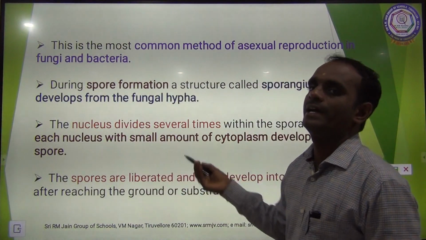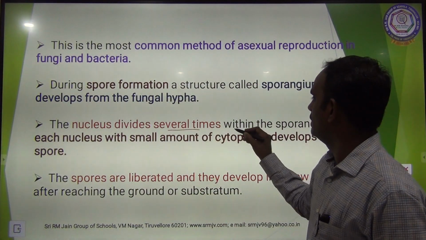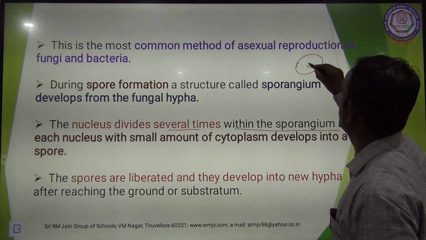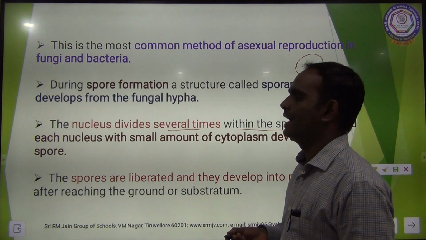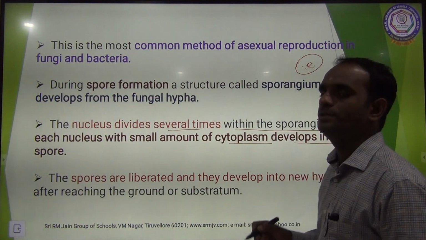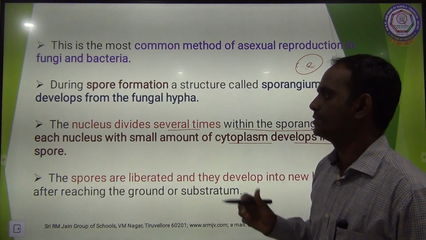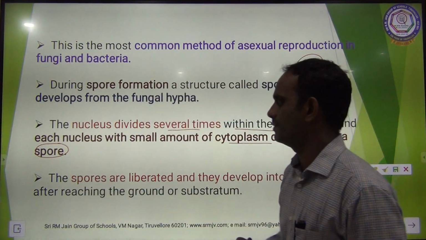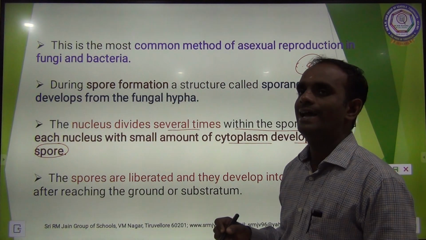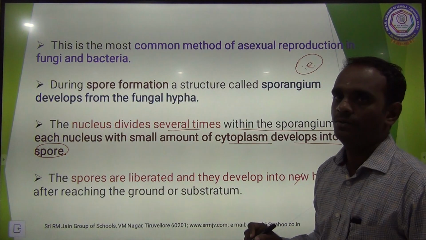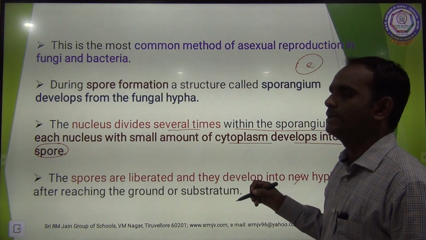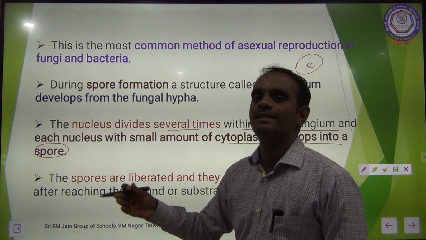The nucleus divides several times within the sporangium, and each nucleus with a small amount of cytoplasm develops into a small spore. See here, spores. The spores are liberated and they develop into a new hypha after reaching the ground.